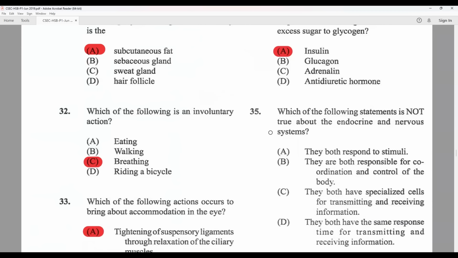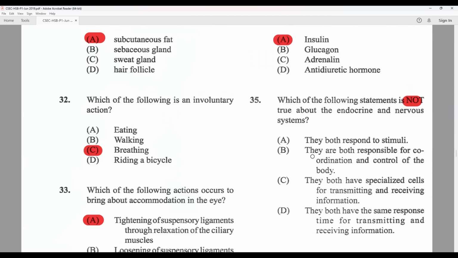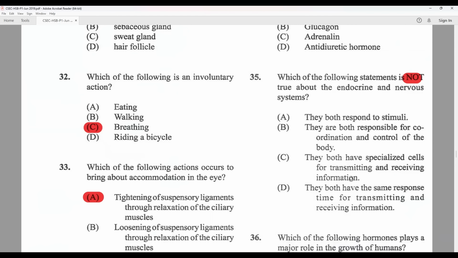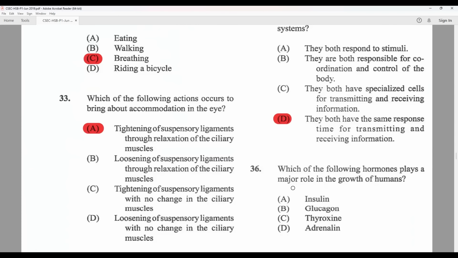Which of the following statements is not true about the endocrine and nervous system? They both respond to stimuli. That's true. They're both responsible for the coordination and control of the body. That's true. They both have specialized cells for transmitting and receiving information. That's true. They both have the same response time for transmitting and receiving information. That's not true. One, the nervous system is a lot faster than the endocrine system. So D is the answer.